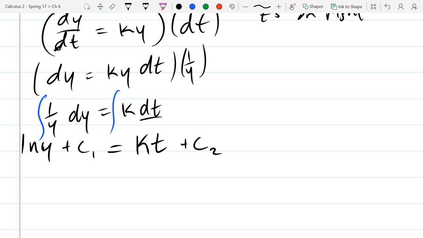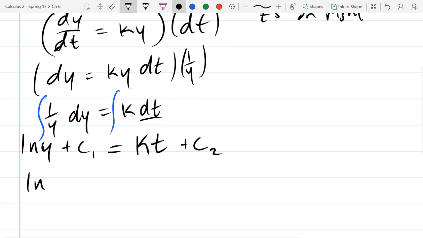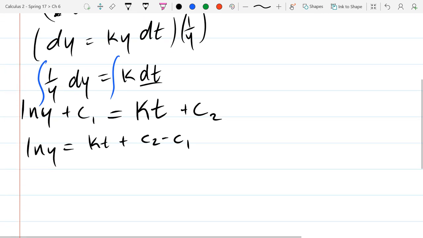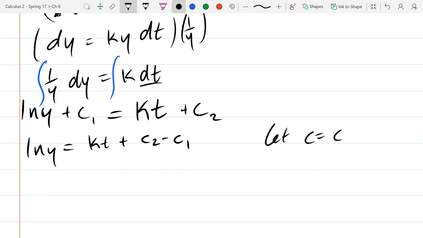And let's try to solve for y. So let's get c1 to the other side. So if you take two constants and subtract them, you get a brand new constant. So two constants subtracted makes a new constant. So we'll let c equal c2 minus c1, some new constant.